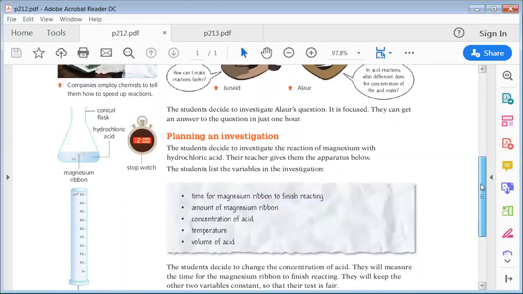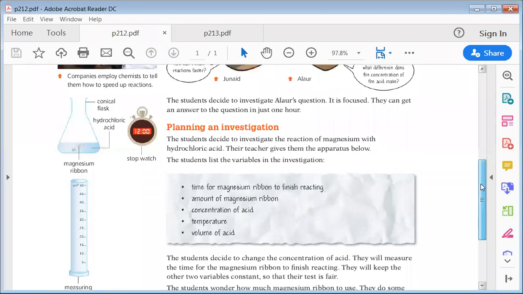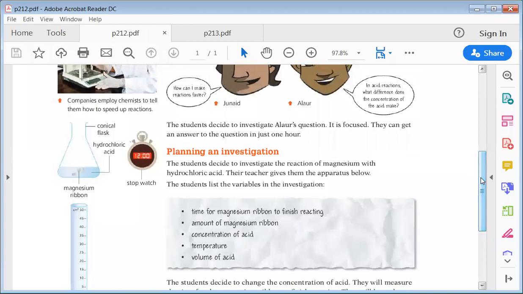To be able to solve these questions, we need to make our investigation and, first, we need to predict. So the students decide to investigate Junaid's question. It's focused. Why is it focused? Because it's focusing on how we can make it faster, not just the difference of the concentration. So what makes it faster? And they can get an answer to the question in just 1 hour by making this investigation.